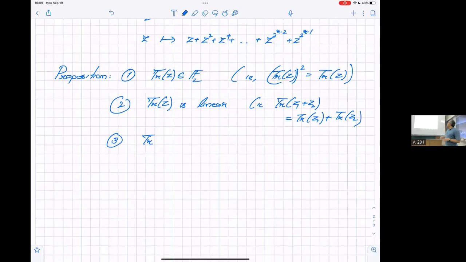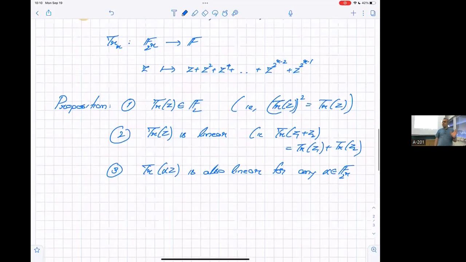Now I want to say not just that trace is a linear map, trace of alpha Z is also linear for any alpha in the big field. It's the exact same observation. It will just multiply all of these terms, so trace of alpha Z becomes alpha Z plus alpha square Z square plus alpha power 4 Z power 4, but it will still continue to be linear. So trace of alpha Z is also linear.